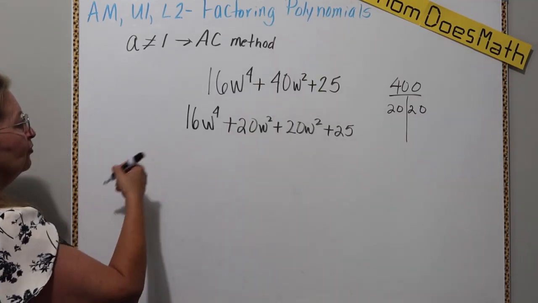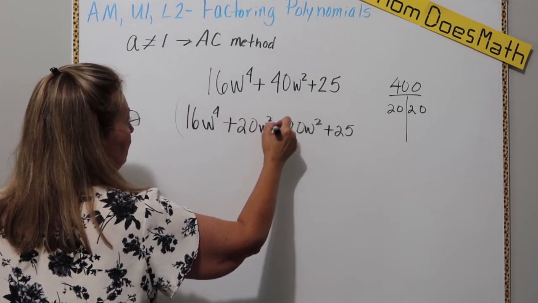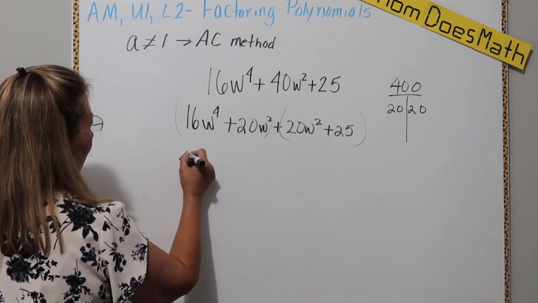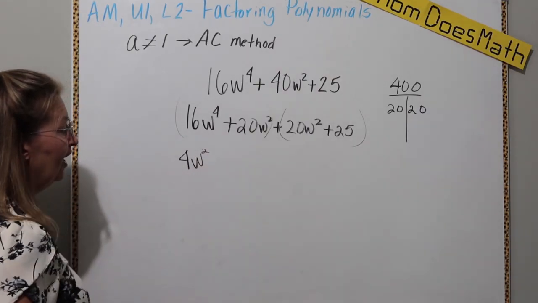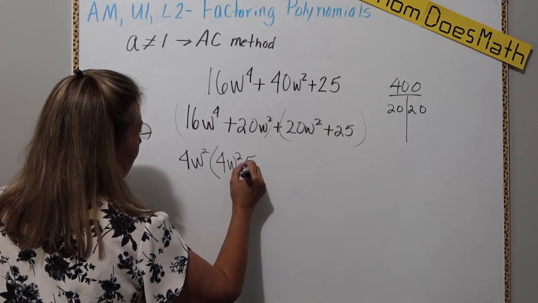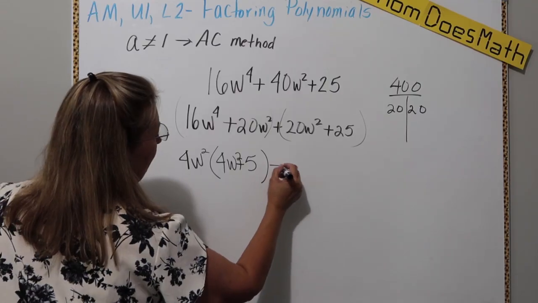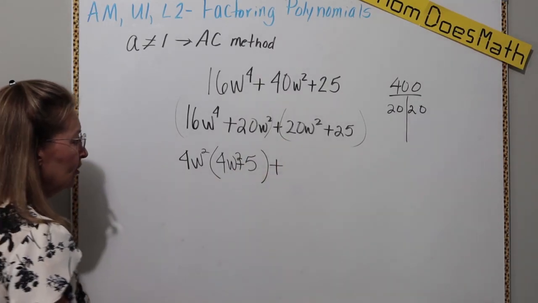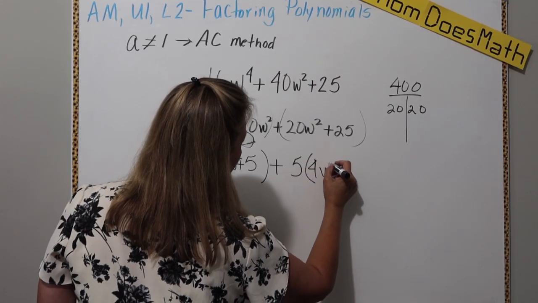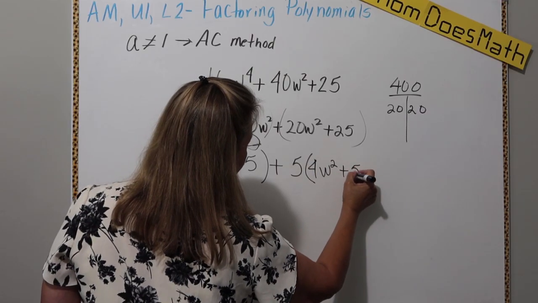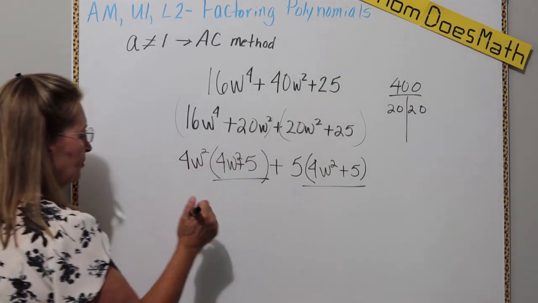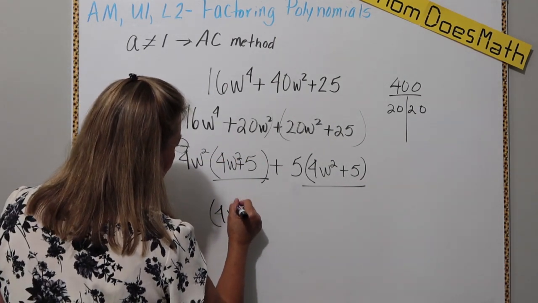Alright, now I am ready to factor by grouping. So I'm going to group and I'm going to group. Greatest common factor here is going to be 4w to the second power. So when I divide it out of here, I got 4w to the second plus 5. Alright, greatest common factor here is going to be 5. When I divide it out, I'm going to get 4w to the second power plus 5. And yes, once again, I wound up with matching factors. So that becomes my greatest common factor for this step.